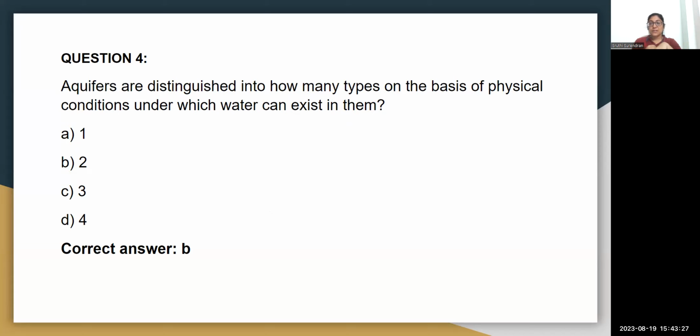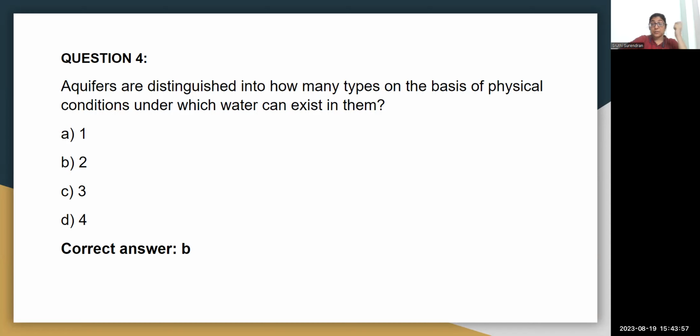So a confined aquifer is nothing but when there is an aquifer, or water existing, between two impermeable formations. Then it is called a confined aquifer. And when there's only one impermeable formation, and water is getting accumulated on top of it in the soil stratum, such an aquifer is called an unconfined aquifer. So there are two types of aquifers when it comes to the existence of water in them.